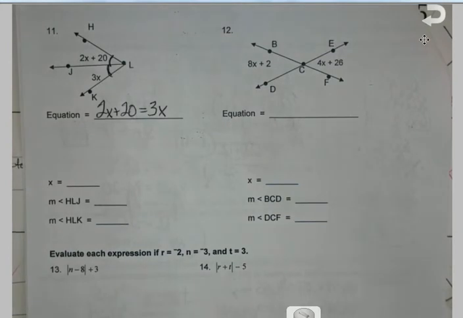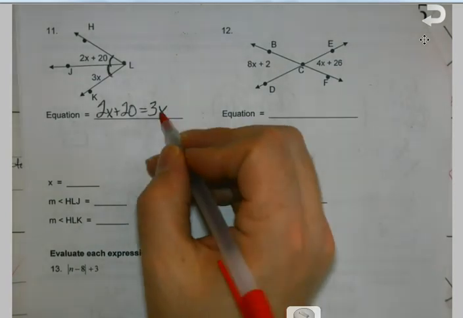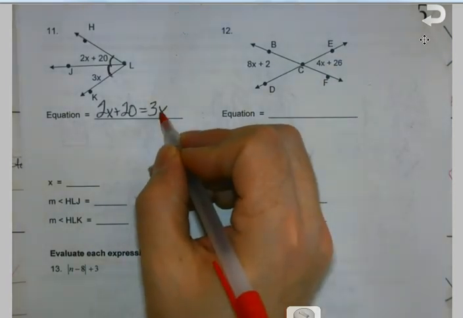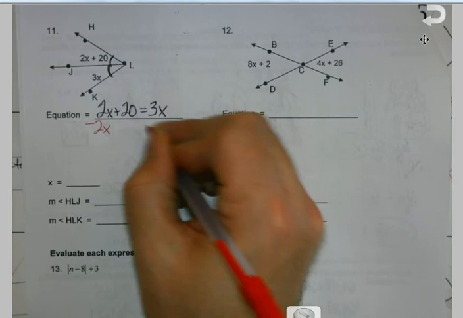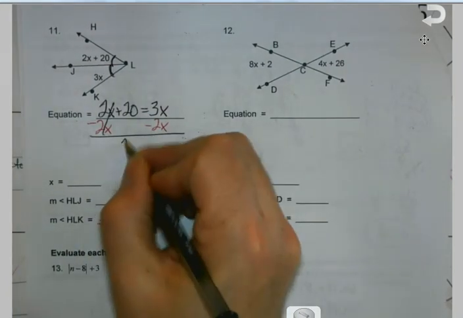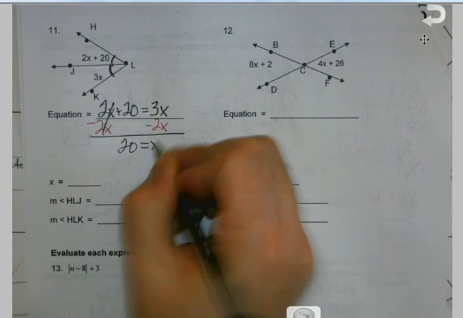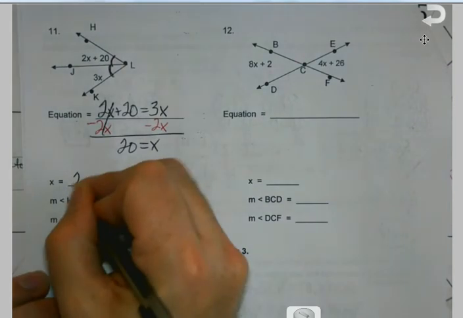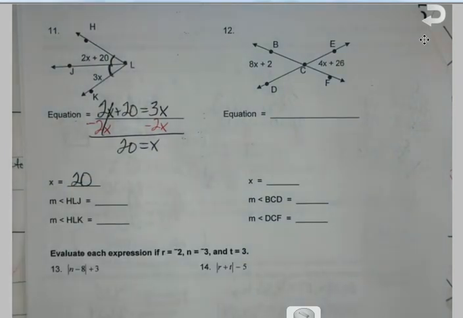So now, how would I go about getting all of my x's together? How can I get them all over to the 3x side? Subtract this guy out. And 3 minus 2 would just be x. Hey, that was pretty quick. So then just to get my angles, I'm just going to do some substitution.